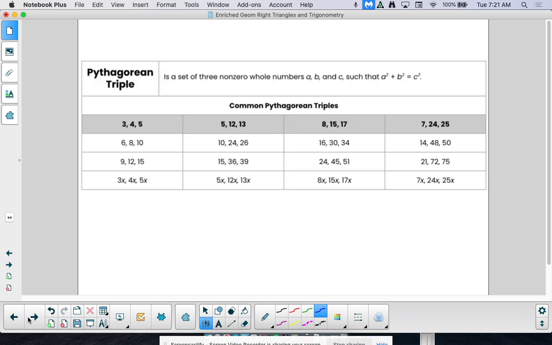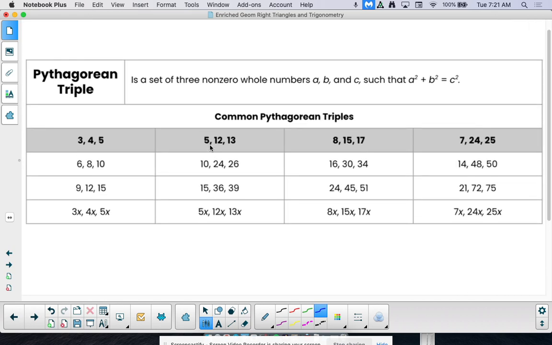This next slide is more just kind of like fun information for you. A Pythagorean triple is a set of 3 non-zero whole numbers, a, b, and c, such that a squared plus b squared equals c squared. So a Pythagorean triple, you guys, are 3 sides to your right triangle that are all whole numbers. This is more for those people who kind of like to see patterns, people who just maybe want to know fun facts about math at the end of the day. It doesn't really help you or hurt you, it's just kind of a fun fact.